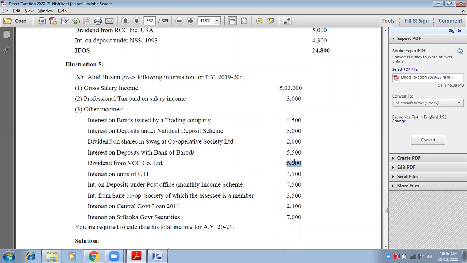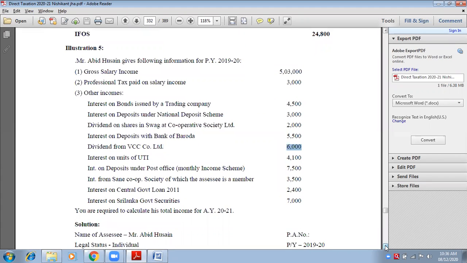Tell me what has to be done with this? Ma'am, fully exempted. Very good, fully exempted. So we will write a note for this, fully exempted. Why? Because it is dividend from an Indian company.